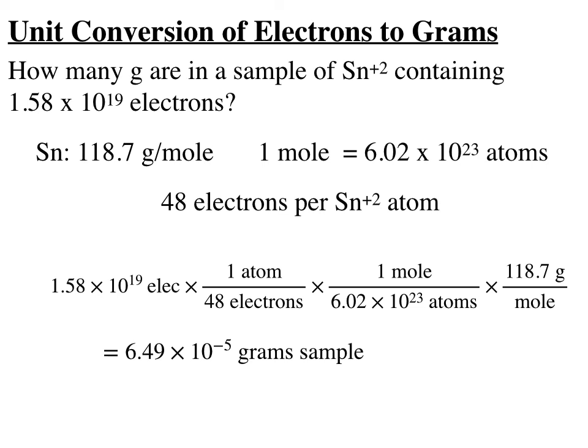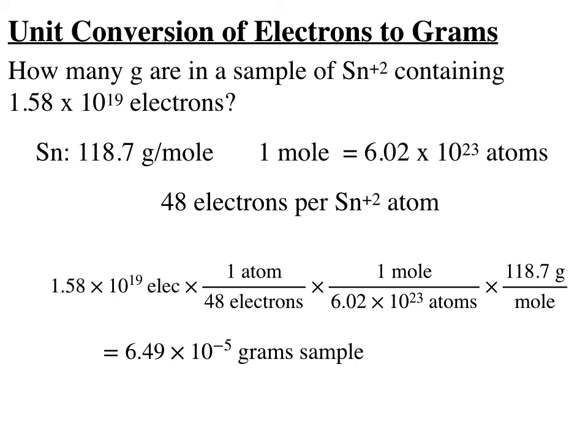You are going to need to know how many electrons are present in a tin plus 2 cation. Now remember what we spoke about in our previous unit: a cation is formed not by adding protons to the nucleus. A cation is formed by removing electrons from an atom. So from the periodic table, a neutral tin has 50 electrons. So a tin plus 2 cation must have 48 electrons. So I can use this to convert my number of electrons into the atoms of tin plus 2.